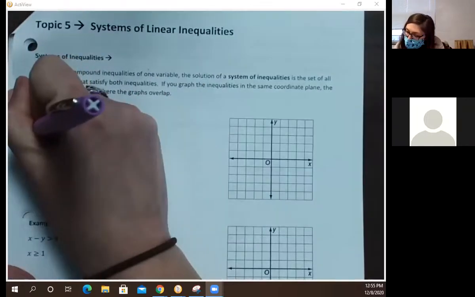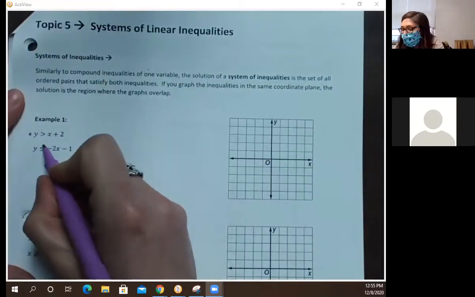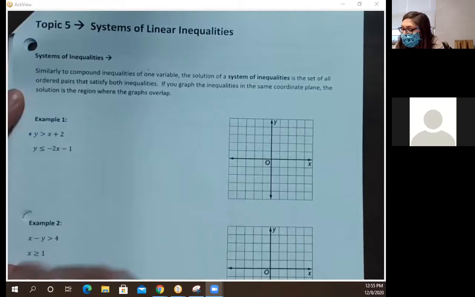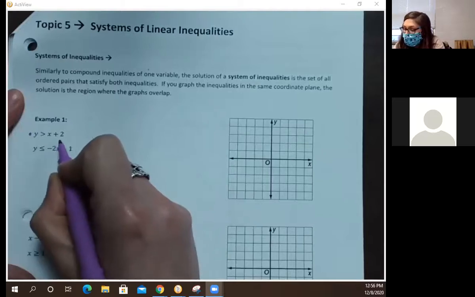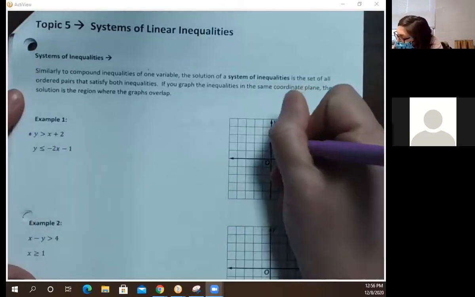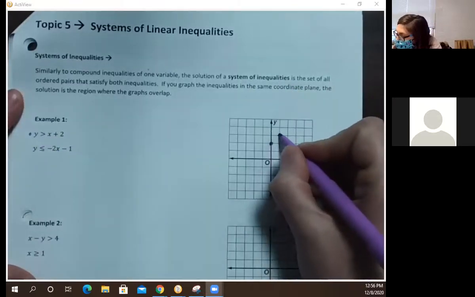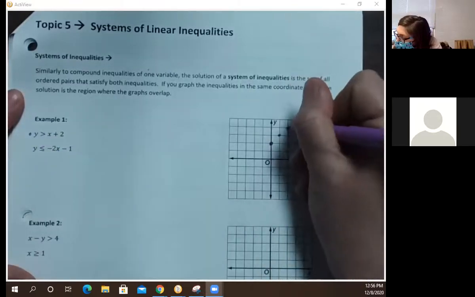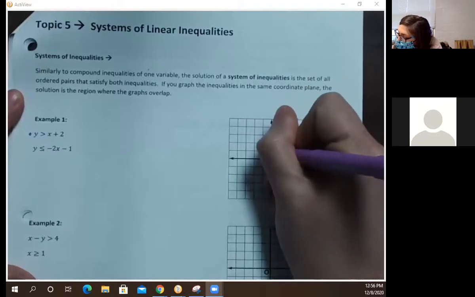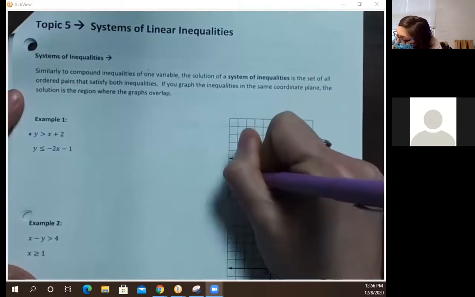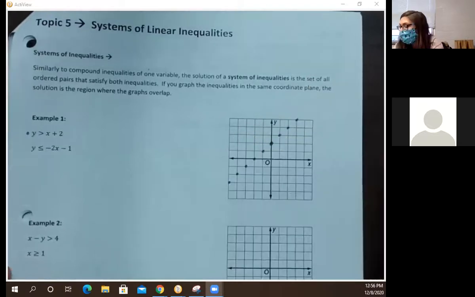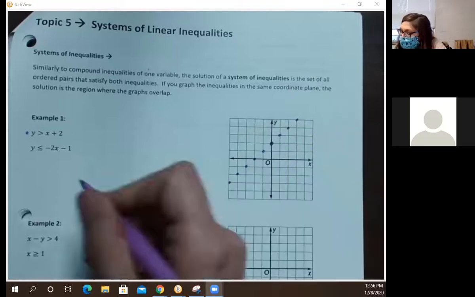So for our first inequality, we have y is greater than x plus 2. This is slope-intercept form, so I'm going to start by plotting that y-intercept of positive 2. And then my slope is 1, so I'll go up 1 over 1 to plot my points. I want to make sure I fill the graph so that I can see particularly where we're going to have shading, so that I can see where my solutions will be. So I've plotted points for this line.